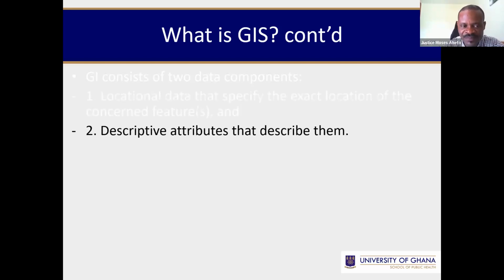There is another component that we call the descriptive attribute. So for the locational data that you gather, there is other information that can help you to explain or describe that location. For instance, you can have a variable like the name of the location, or whether it is a rural or urban community, or you might have a variable on stunting, or maybe the prevalence of malaria at that location. These are what we call the descriptive attributes of the spatial location or spatial data.